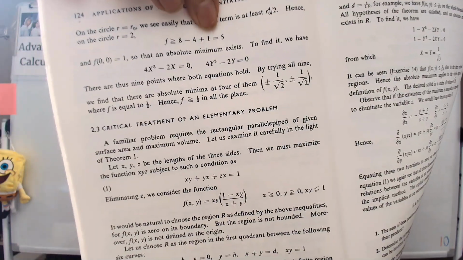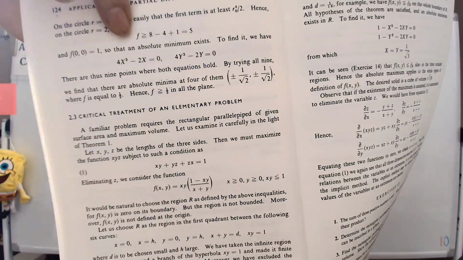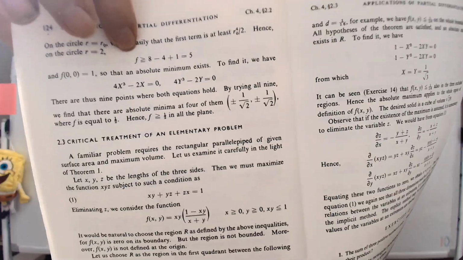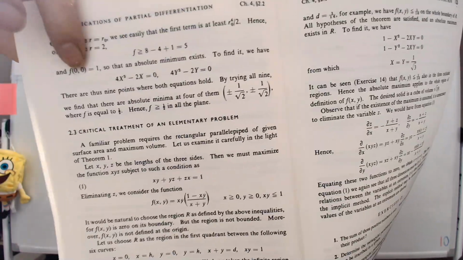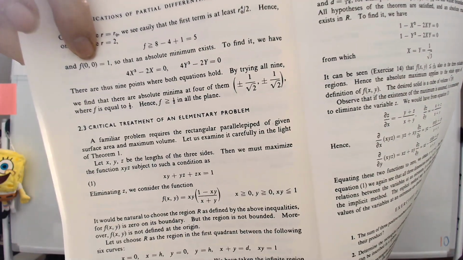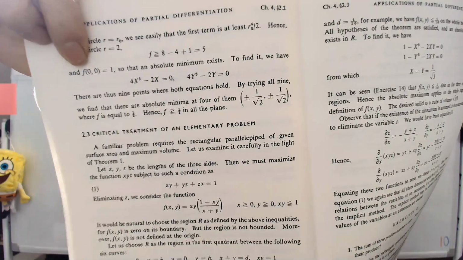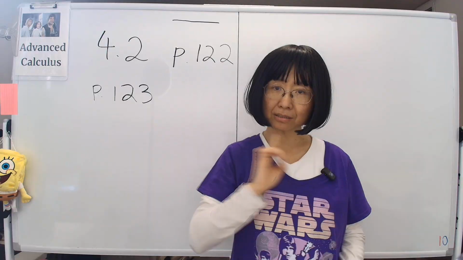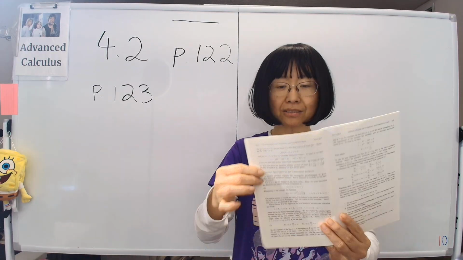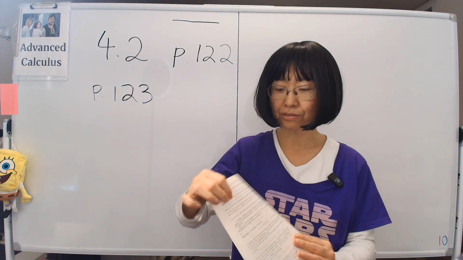So the function on the boundary is pretty big, at least 5, whereas if we plug in 0, 0, we get 1, and therefore the absolute minimum exists. Right now we're shooting for the minimum. Now, the absolute minimum exists where? Within the circle r equal to 2, the radius 2 circle.